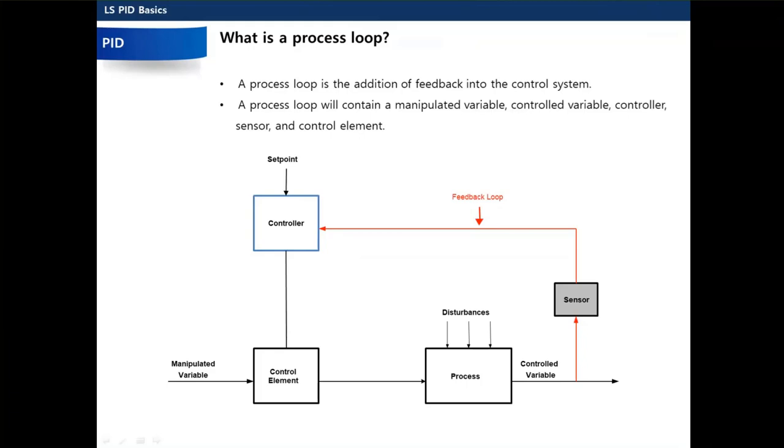Going a little bit further, the process loop is going to contain a few things. It's going to have a manipulated variable, a controlled variable, a controller, a sensor, and a control element. Okay, if we look in here, here's a little bit of a flow chart. Hopefully you guys can see my mouse, but you have your set point, which is usually like a preset set point. You have your controller, which might be like a VFD or something. You have your manipulated variable and a control element. Then you have disturbances in your process, so that could be temperature going up or down, or pressure going up and down, because you're opening and closing valves. And then that goes back to your sensor, through your feedback loop, and back to your controller. So it's just a big loop. That's why they call it a process loop.